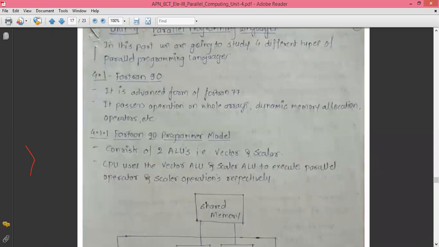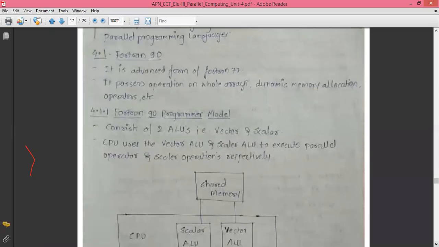Now, Fortran is the name of the language, and before Fortran 90 it was called Fortran 77. Here it is written in the notes. Now what is the difference between 77 and 90? The first version is Fortran 77 and the later version is Fortran 90. So 77 means the programming language is able to execute 77 different types of instructions.